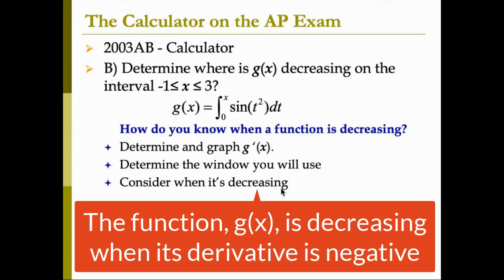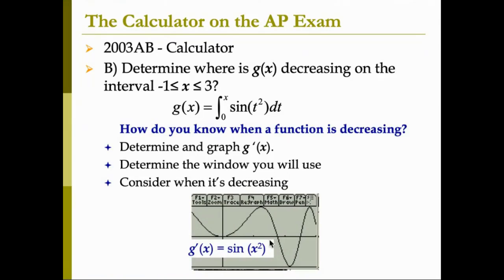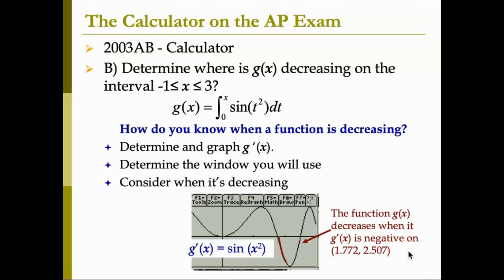And then we're going to consider when it's decreasing, and it's decreasing when it's negative. So here's our graph again. This is the graph of sine of x squared, or g prime of x is sine of x squared, which is what we graphed, and it's decreasing from here to here, which was -1.772 to 2.506. Okay. So there we go. And of course you could round it if you want, but you don't have to. You could always truncate.